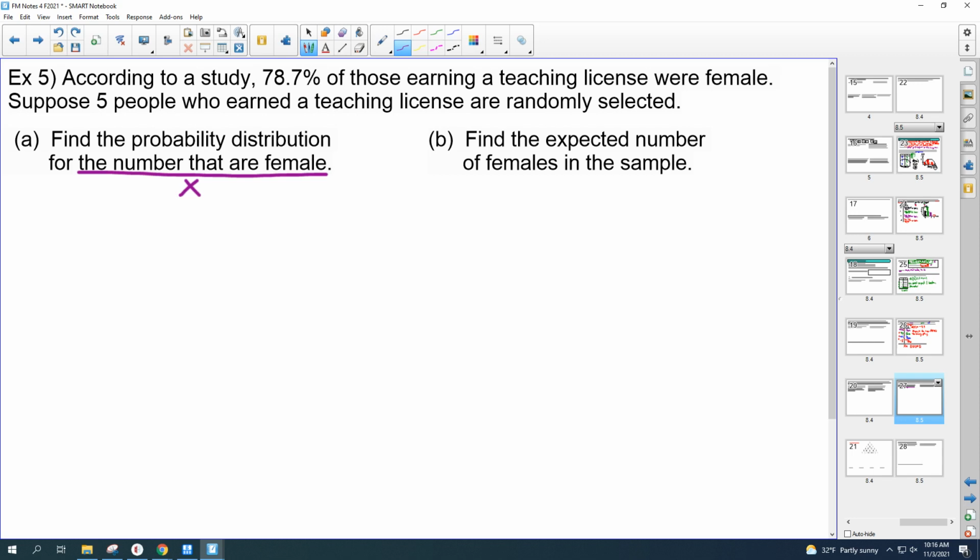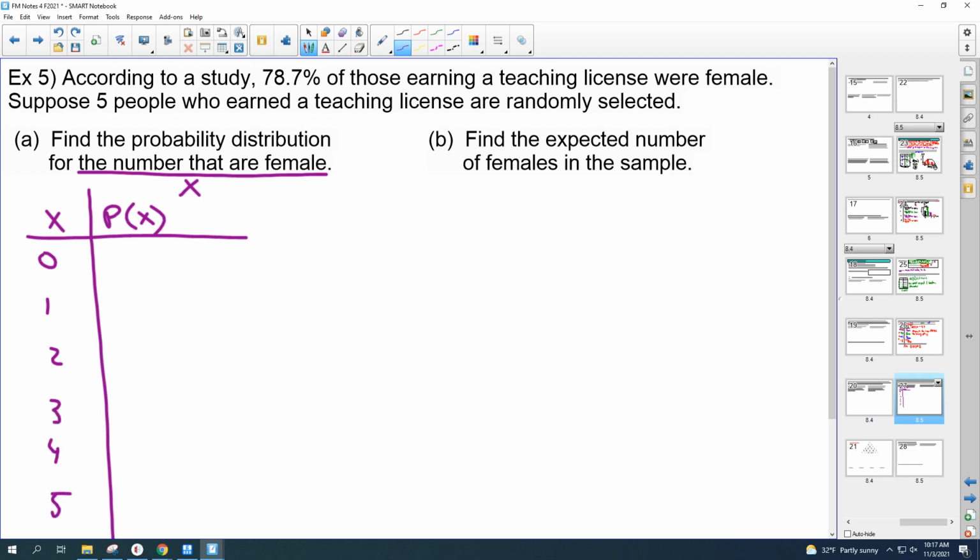All right? So what values could that variable take? So in this experiment, how many could be female? 78.7 is the percentage. Could be 5 females. Could be 4, 3. Very good. So I always start at 0. Could be 0, 1, 2, 3, 4, 5. There's 6 different entries in this table. All right.